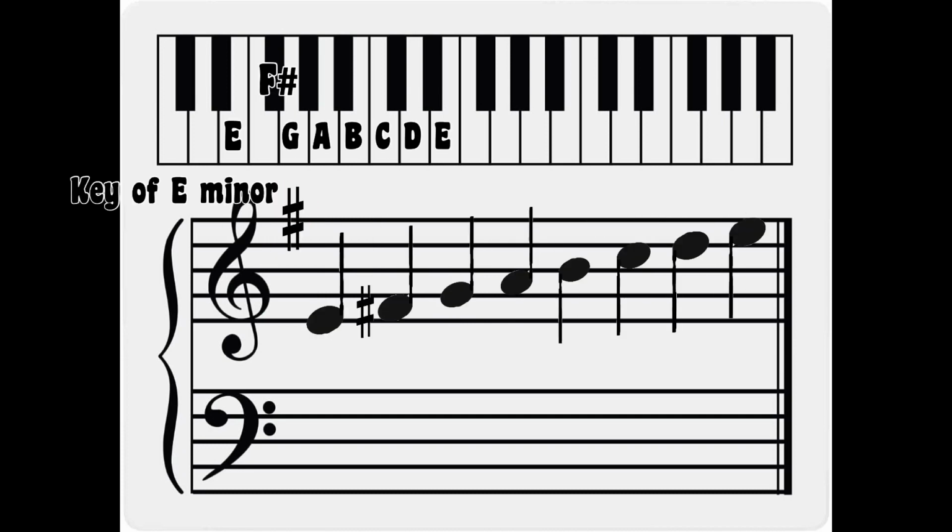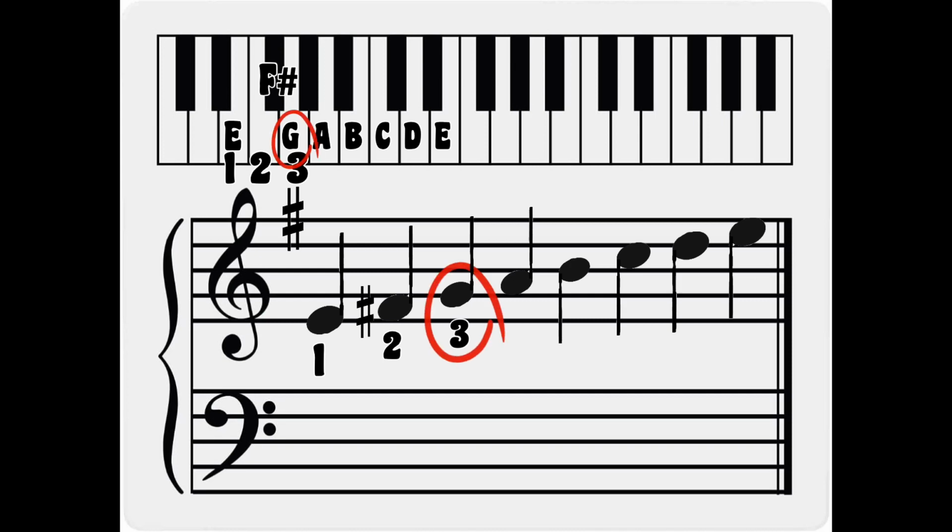To go from a minor key to a major key, you can count up 3 notes in the minor scale. In E minor, the 3rd note is G, letting us know that G is the relative major scale.